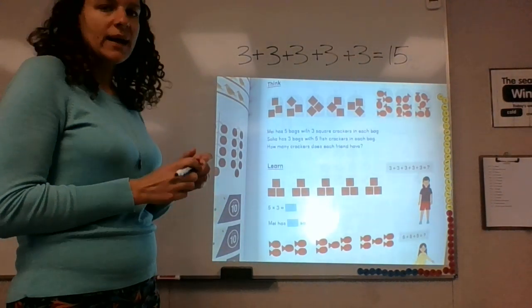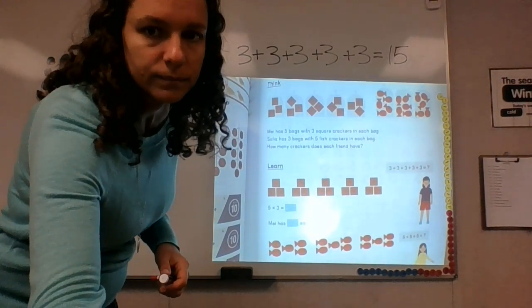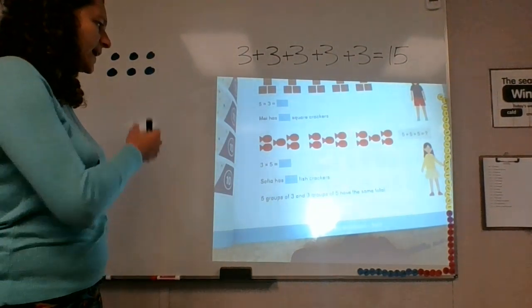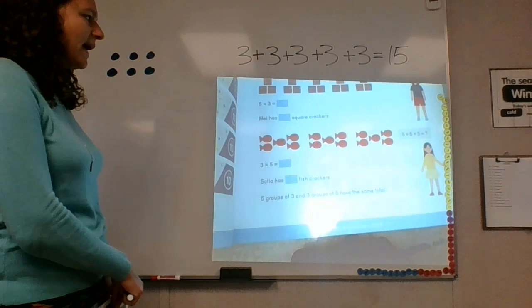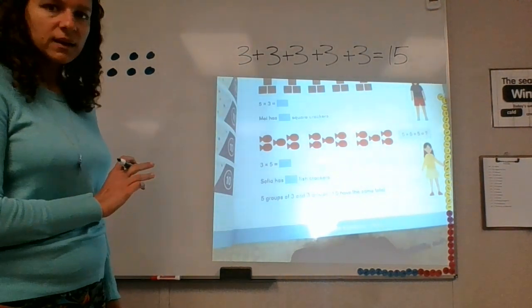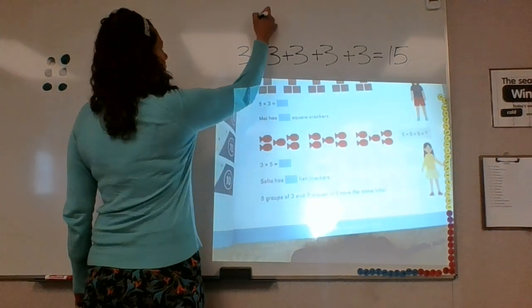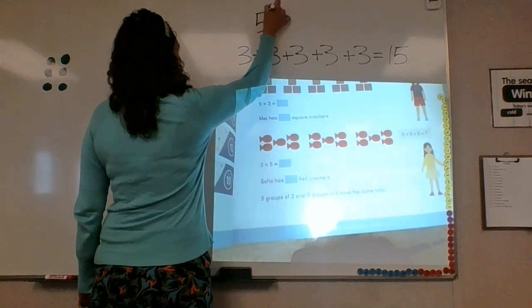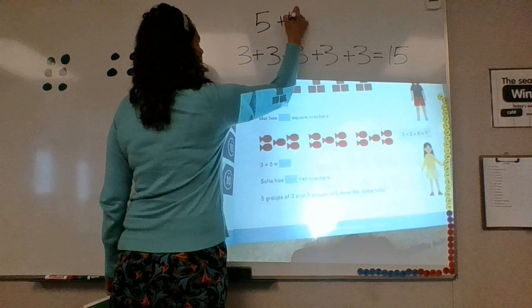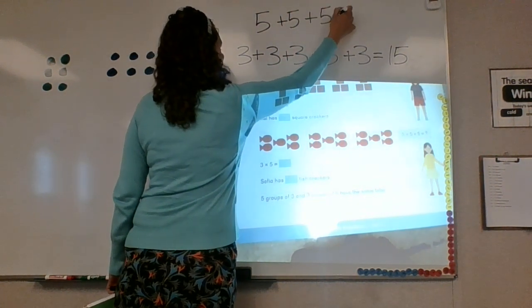Now let's find out how many fish crackers Sophia has. All right, so we know that Sophia has 5 crackers in each bag, and she has 3 bags. So our repeated addition equation for that, let's see, we're adding 5, and we're adding 5 3 times. So 5 plus 5 plus 5 equals.